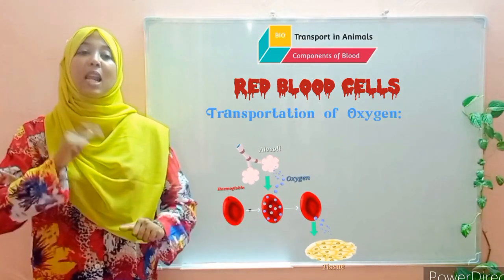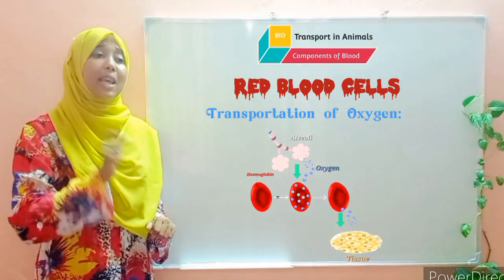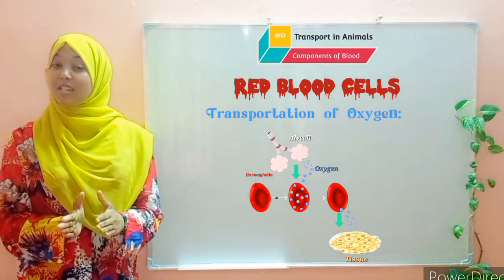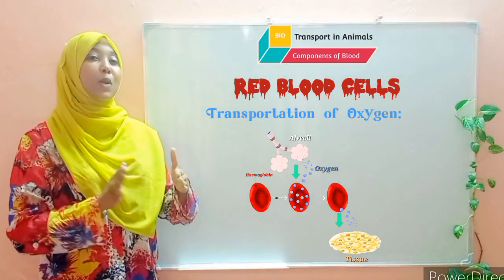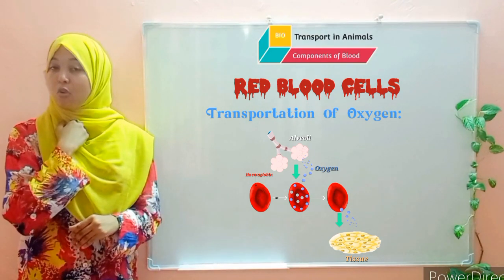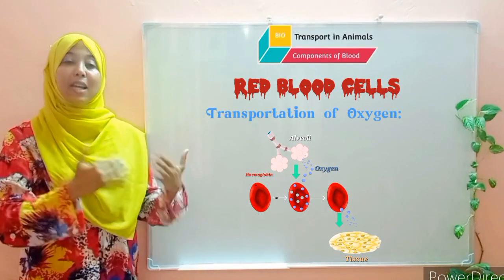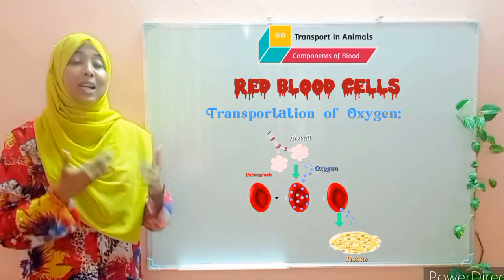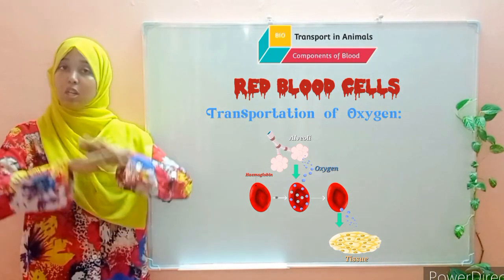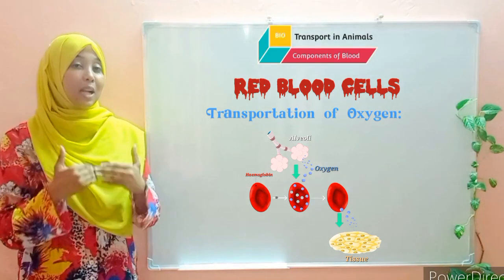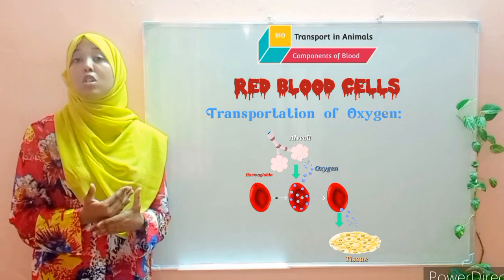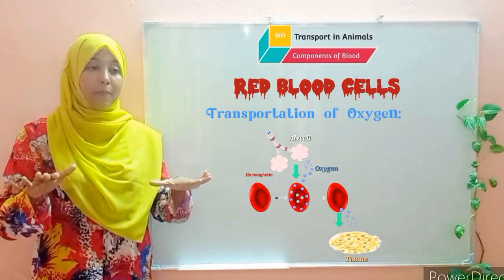Now, in the next bit, let us discuss how oxygen is transported by the red blood cells. Now, oxygen is transported by red blood cells because the red blood cells contain hemoglobin. So, as stated before, hemoglobin has a high affinity to oxygen. So, it readily binds to oxygen when in areas where oxygen concentration is high. Now, in the lungs, specifically in the alveoli, you will find that the concentration of oxygen is quite high.